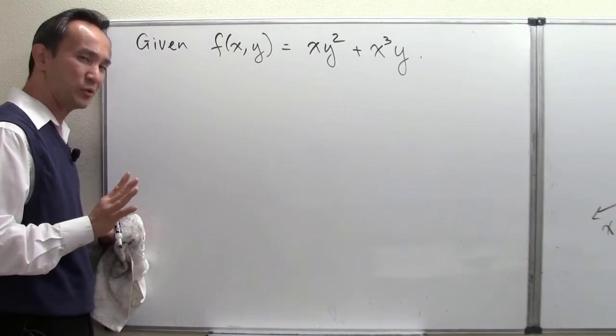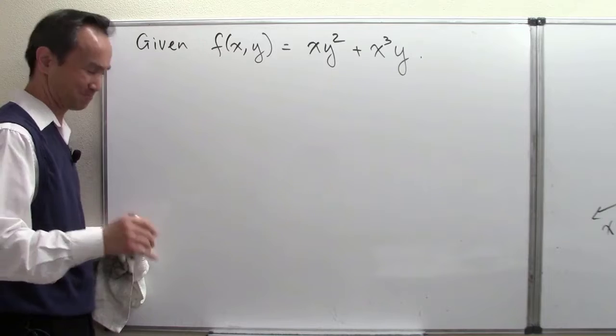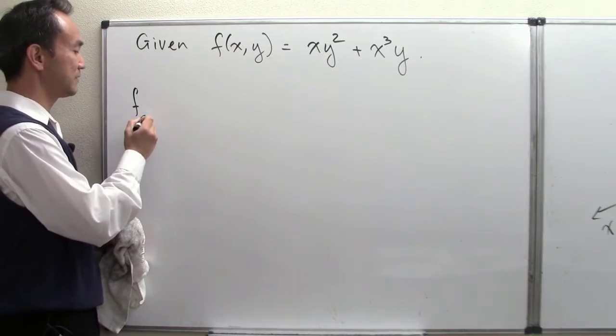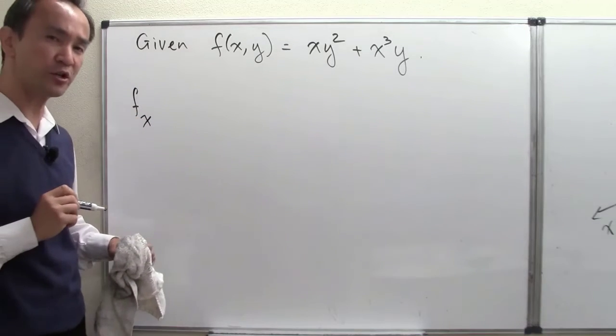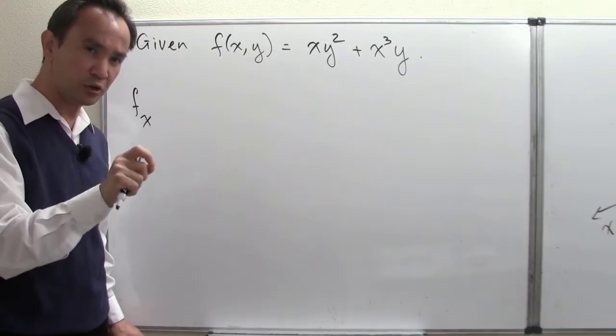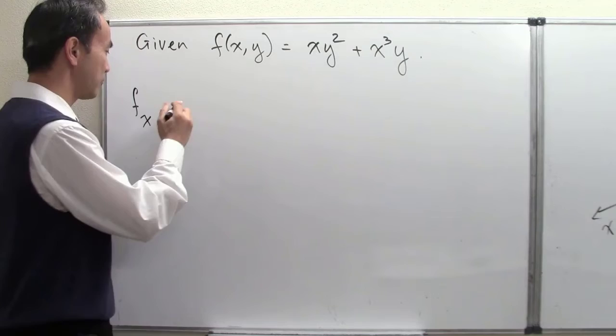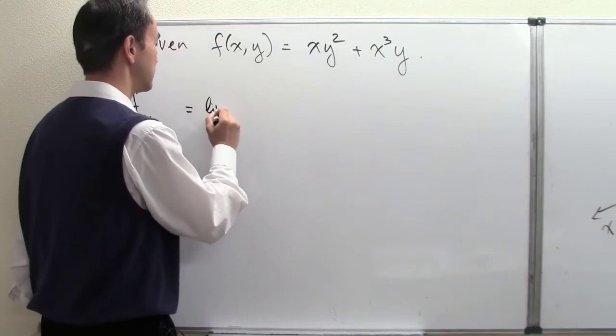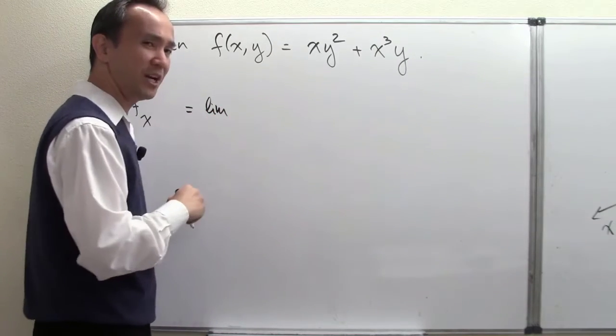So I am going to demonstrate one. Let's look at f sub x right here, the partial derivative in respect to x. How are we going to find it? The real truthful fundamental is that we have to go through the limit process. We have to set up the following.